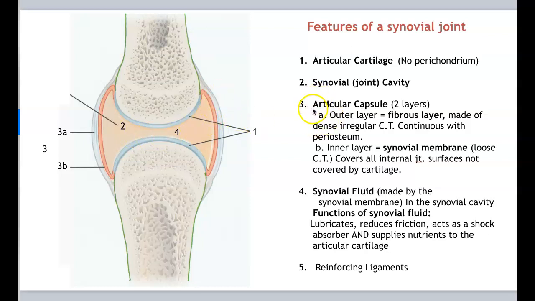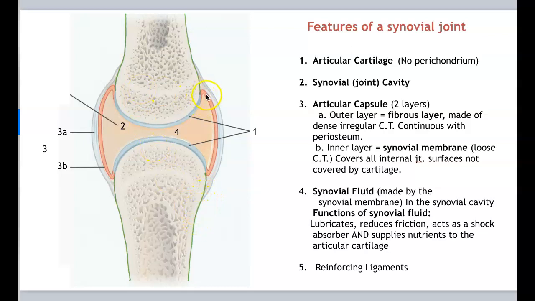The next structure is going to be the articular capsule. Now, this capsule is made up of two layers. The outer layer is a fibrous layer made up of dense, irregular connective tissue, and this dense, irregular connective tissue is going to be inserting into the periosteum of one bone, going over the synovial joint, and going into the periosteum of the other bone.